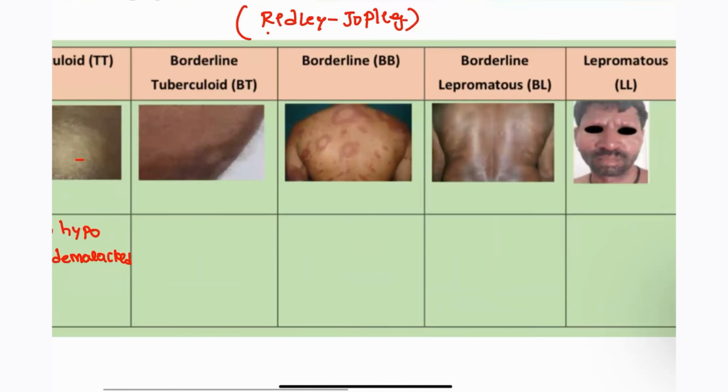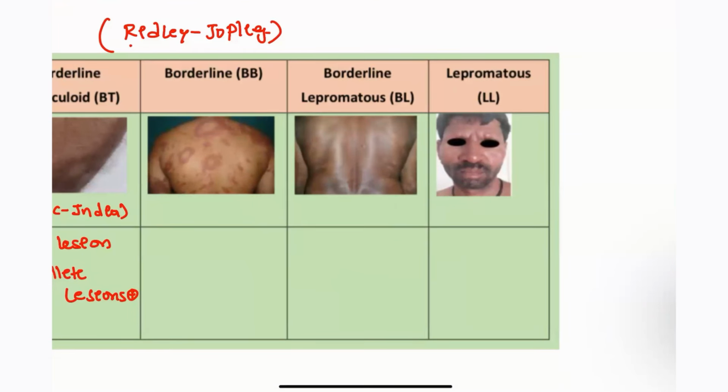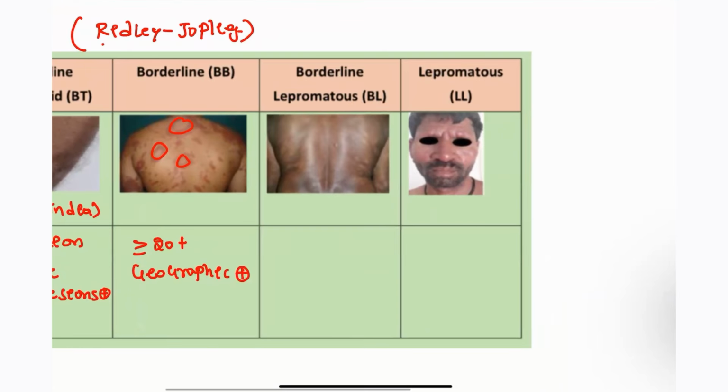Next, borderline tuberculoid. This is the most common form in India. There will be more than 10 lesions, guys, and satellite lesions will also be seen. Next, borderline type. The borderline type is going to be the unstable type. So there will be more than 20 lesions, and all these lesions are known as geographic type lesions, right? Map-like lesions you are going to see. These lesions are geographic, asymmetric type lesions.